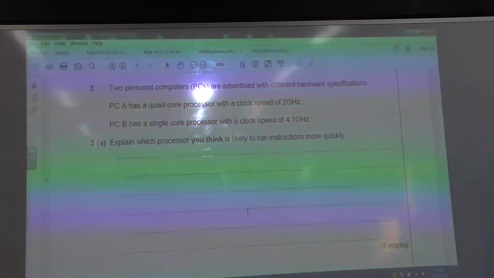So, go on Alex, you have some ideas, what do you think? PCA. This has 4 cores. So it has 4 lots of 2 GHz essentially. So it's going to be running 4 of them, so 4 times 2 is obviously more than 4.1, and that's a single core. So it only has 1 core, which will only have 1 lot of 4.1 GHz. So PCA will be running more quickly because it has more cores doing more things.